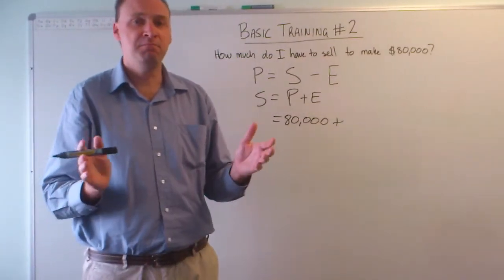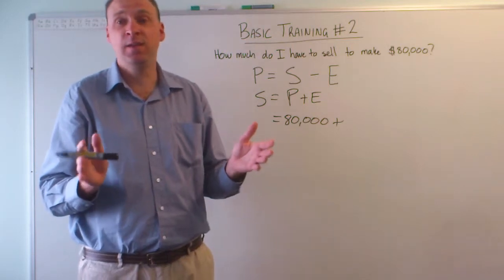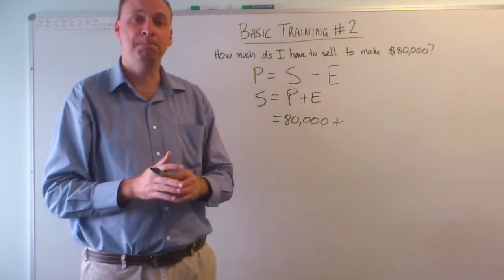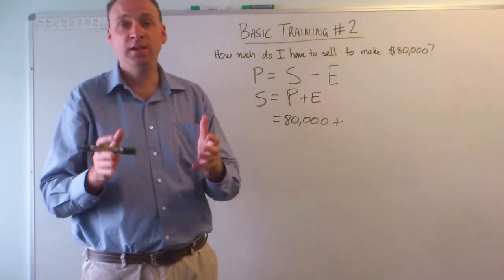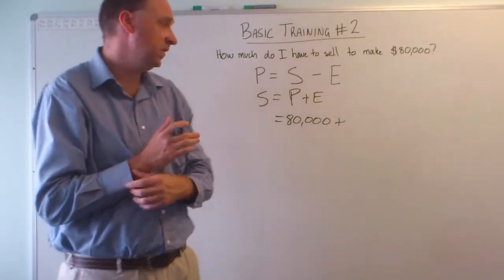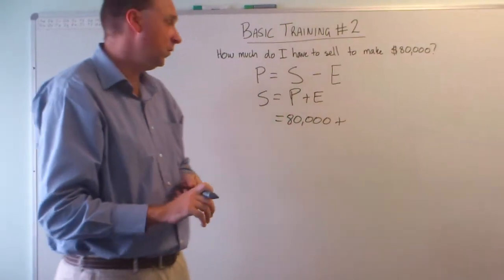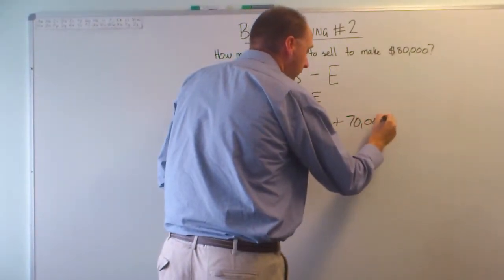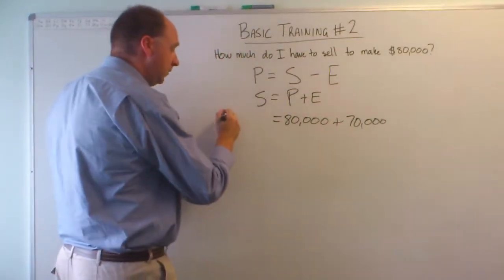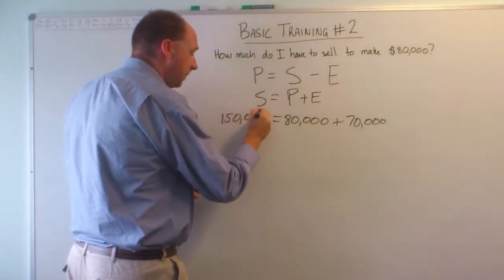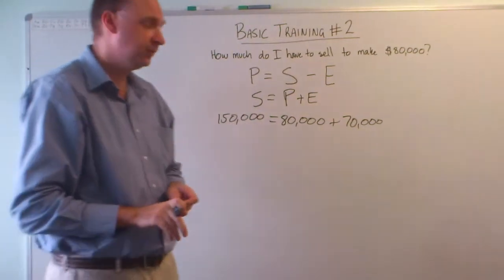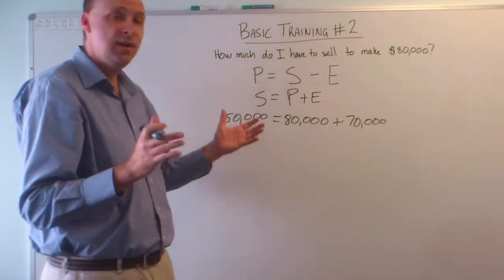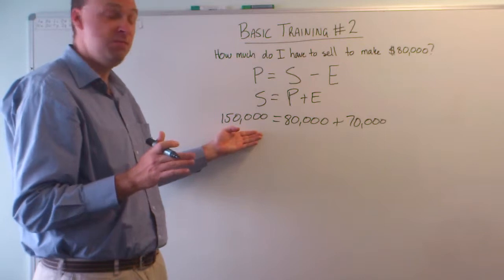So you've got your $80,000 in profit, and then you just add your expenses. In most small businesses, your expenses are the same each year. So no matter how much you sell, your electricity, your telephone, your wages are generally fairly stable in most small businesses. So if last year your expenses were, let's say, $70,000, then you need to make $150,000 in sales. Okay, obviously it's just an estimate, but it's giving you a figure that you can now aim at.